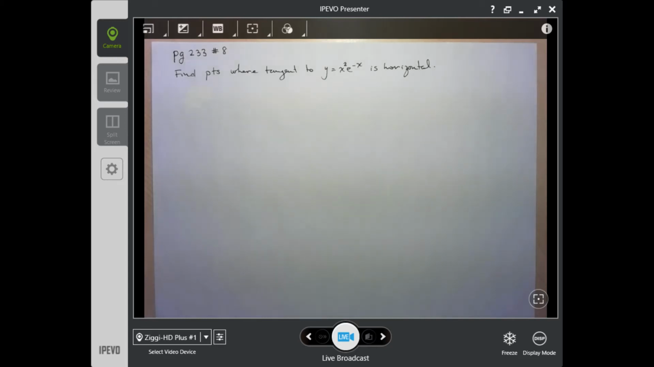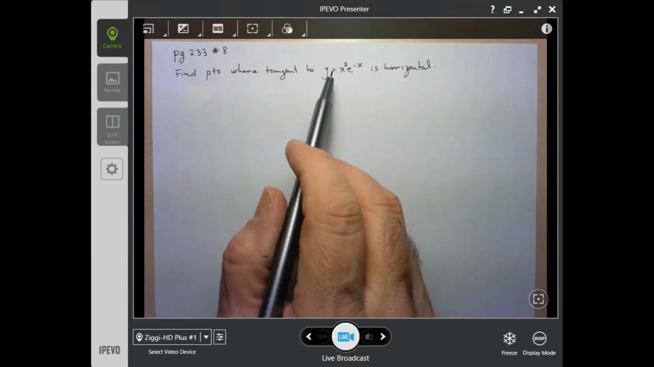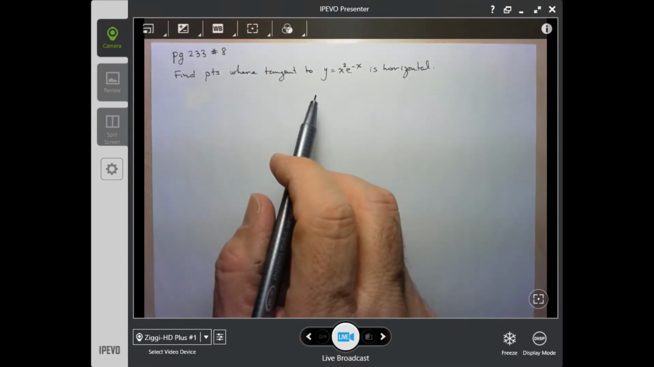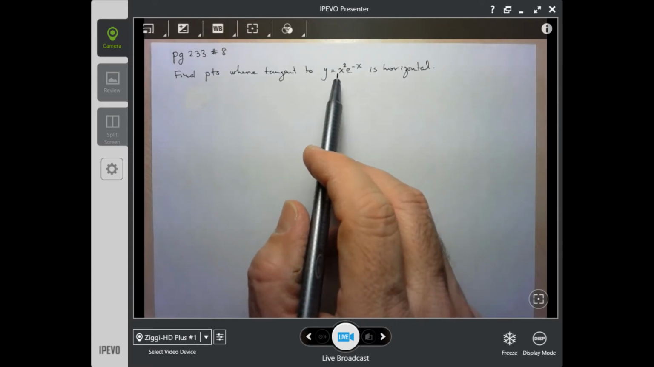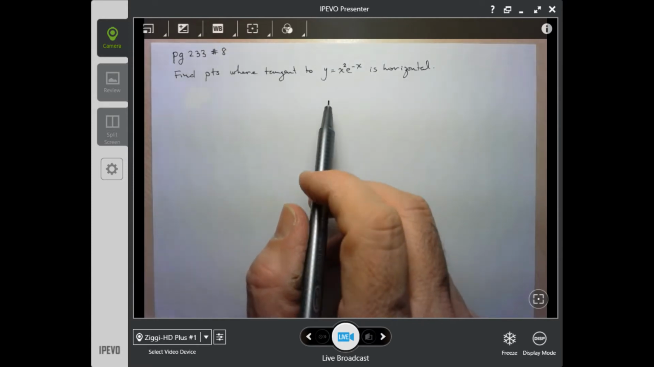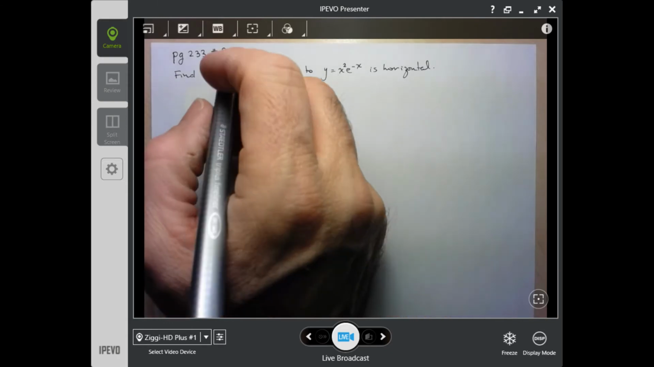Hi folks, we're going to take a look at number 8 from page 233. So here they want us to find all the points where the tangent to this curve is horizontal. So in other words, we have to find the points where the derivative of this function is going to be equal to 0. So let's start by finding the x values that make the derivative equal to 0. So we'll start by finding the derivatives.